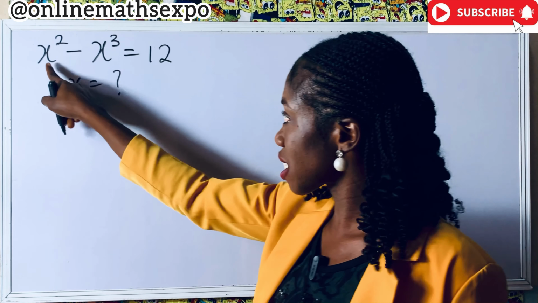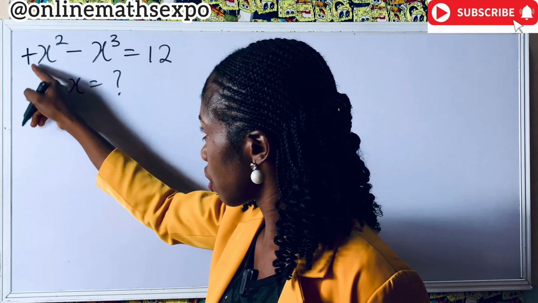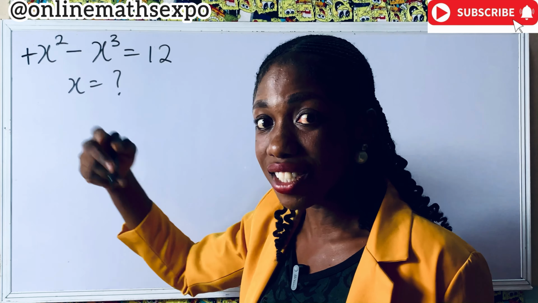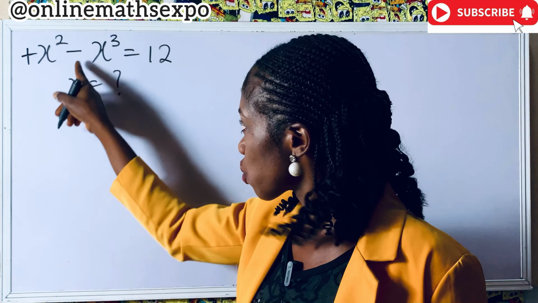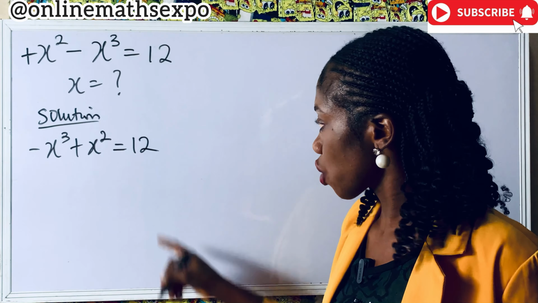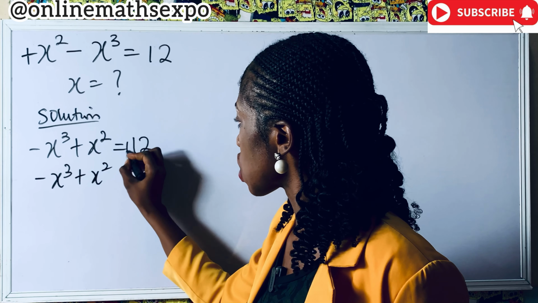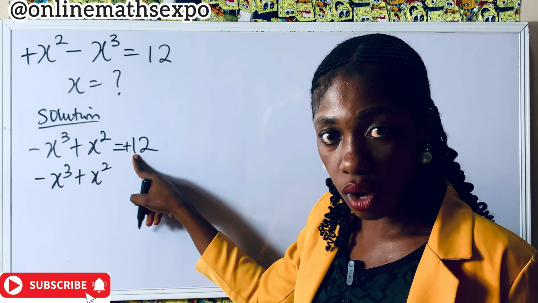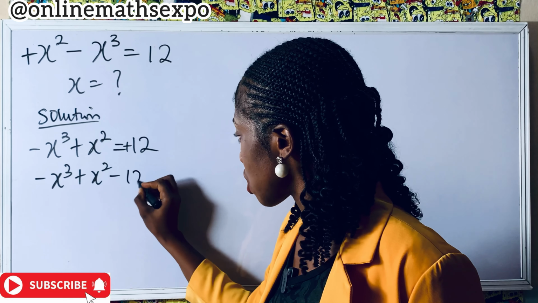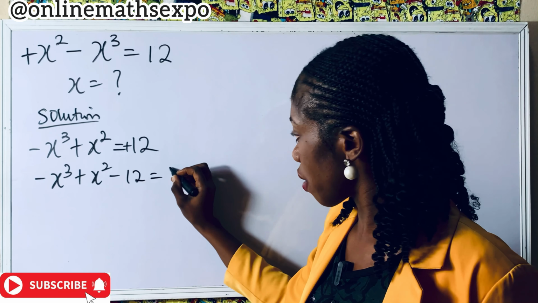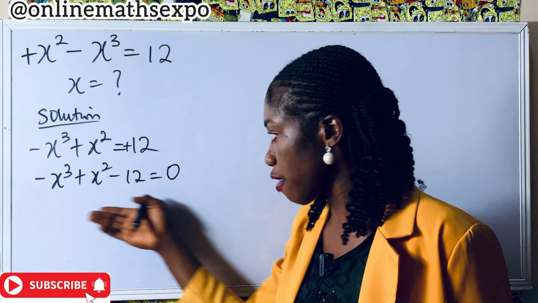Remember, the sign affecting this is positive. This is negative. So in your rearranging, you have to be careful. Okay, so we're now going to have the solution. We have negative x cubed. This will remain plus x squared is equal to 12. We still want to remove this, and remember it's positive, so you can subtract 12 from both sides. If you do that, this is what you have, and if you subtract 12 here, it gives you 0. So you see we have formed this.